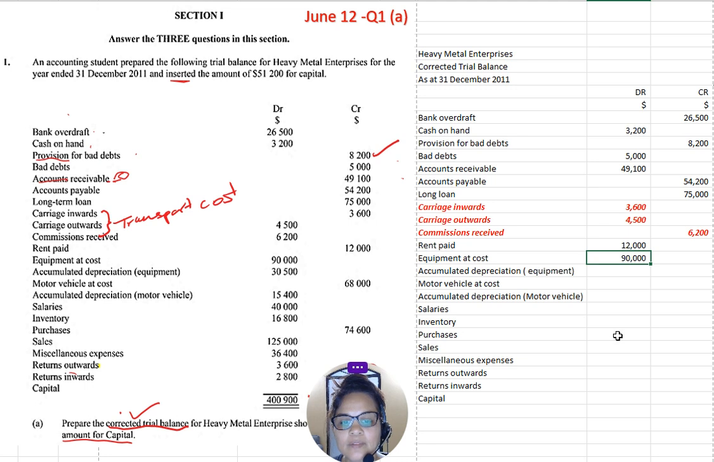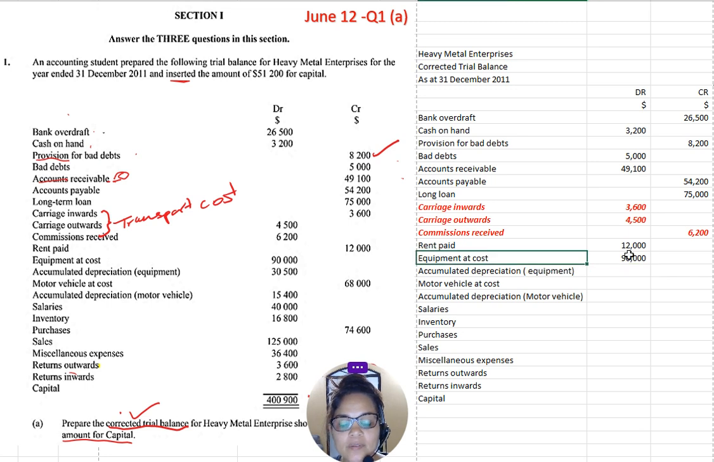So it's the same thing as equipment at cost, and I'm just showing you how to logically think about it. There are accounting concepts and rules that apply here, right? However, I'm showing you how to look at it when you're looking at the trial balance, so you'll see easily and you don't have to stop and think and wonder.